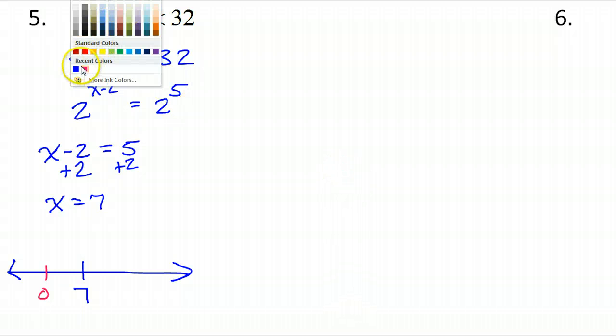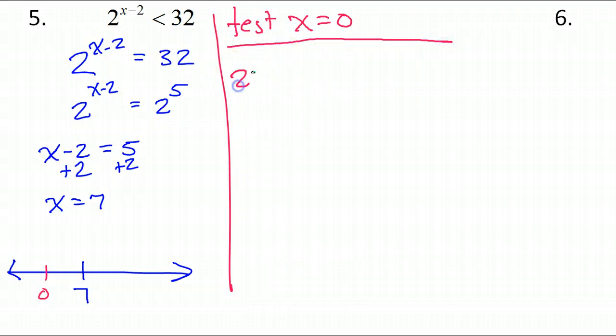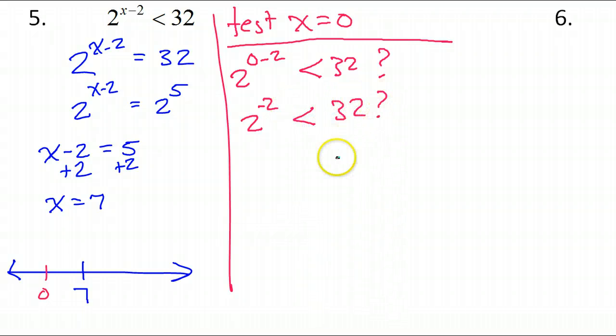If I put in 0, okay, imagine I put in 0. So test x equals 0. Well, that would mean 2 to the 0 minus 2 power is less than 32, question mark. Alright, but that would mean 2 to the negative 2 power is less than 32, question mark. Well, that means 1 over 2 squared, right, is less than 32, question mark.